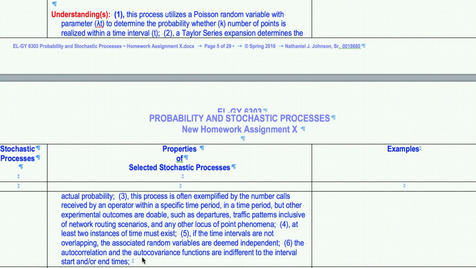The autocorrelation and the autocovariance functions are indifferent to the interval's start and end times. In effect, they sometimes leverage the absolute value. Well, that's what it's meant there. Thank you.